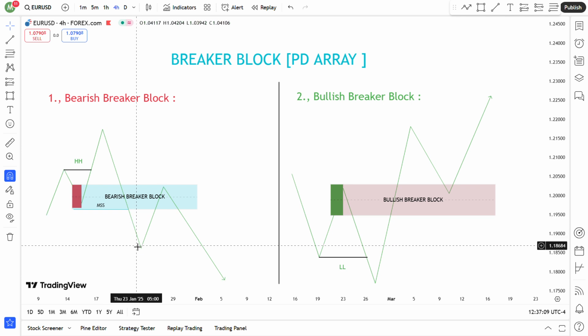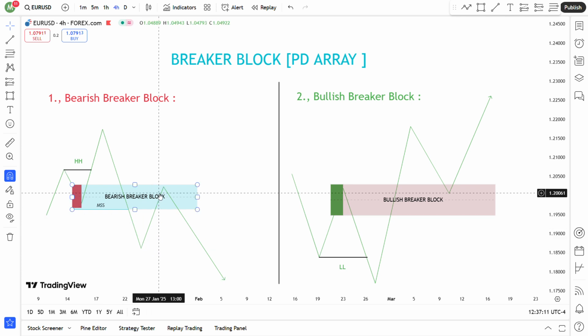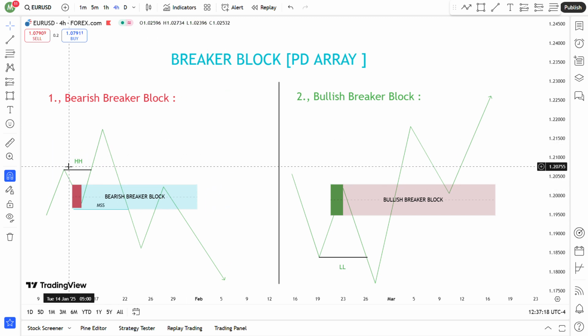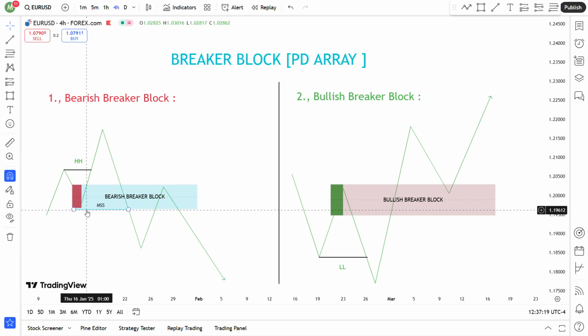And then the market goes down. When the market touches this bearish breaker block, you can place your entry here. Now you need to know what the breaker block is. First, you need to consider the higher high. After that, the market structure shift. The last up-close first bearish candle is known as the bearish breaker block.